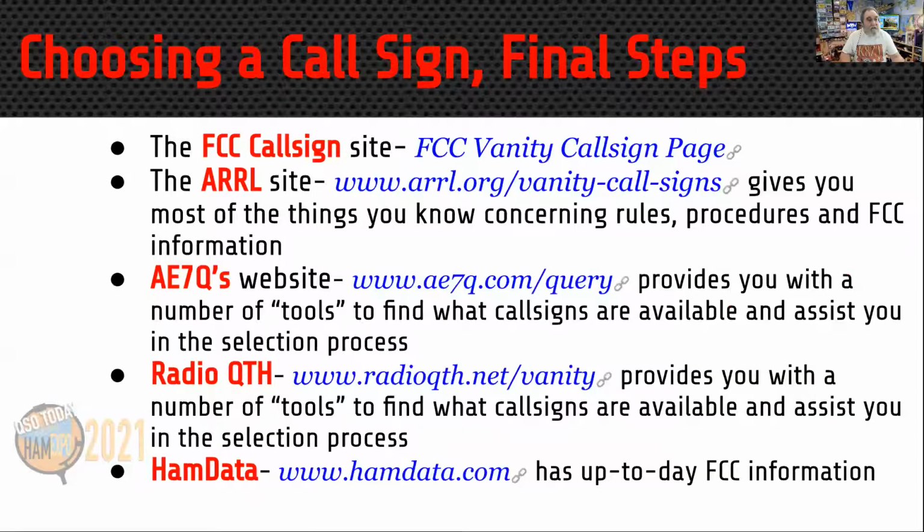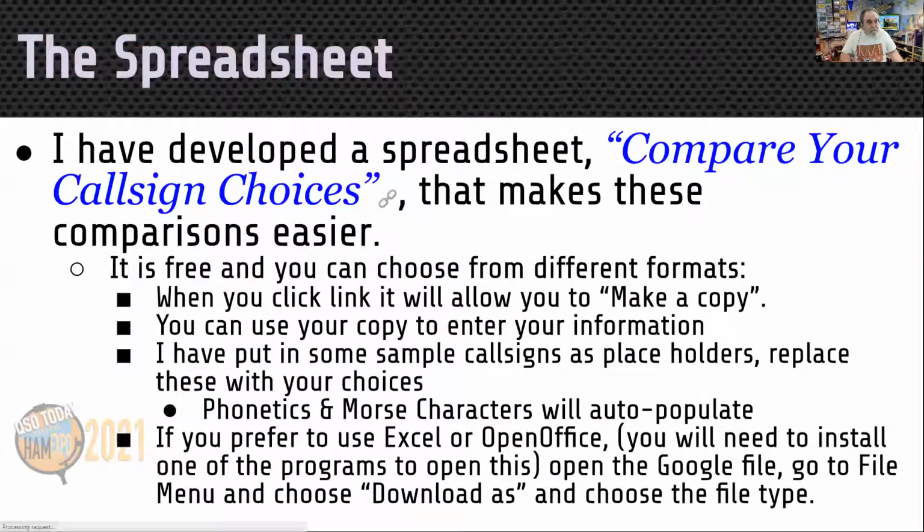And this is a link. These are resources with links from the FCC, the ARRL, AE7Q, Radio QTH, and HamData, where you can find helpful information on finding available call signs, searching for soon to become available call signs, the application process, and other details you might need to know when you're working on choosing and applying for your Vanity call sign.